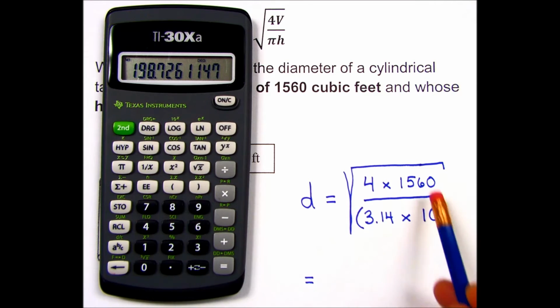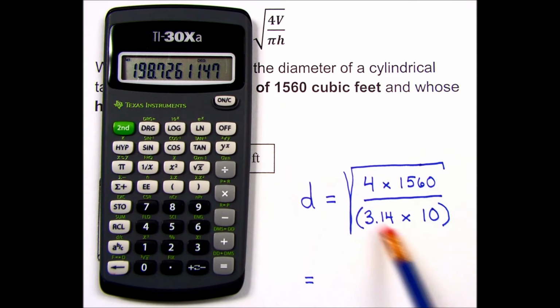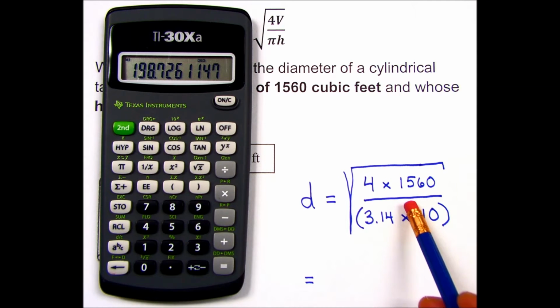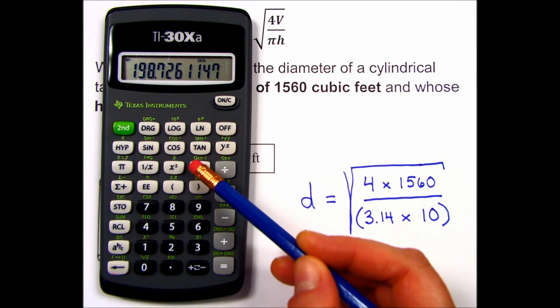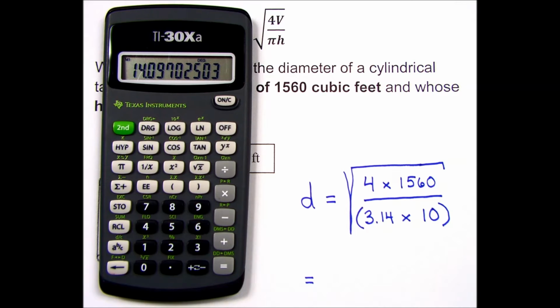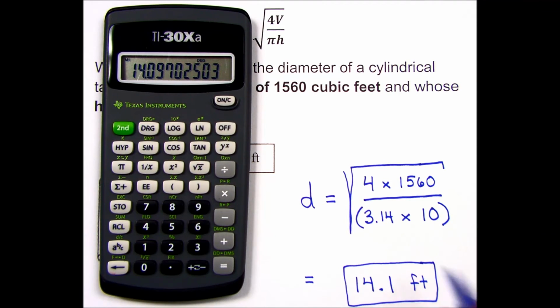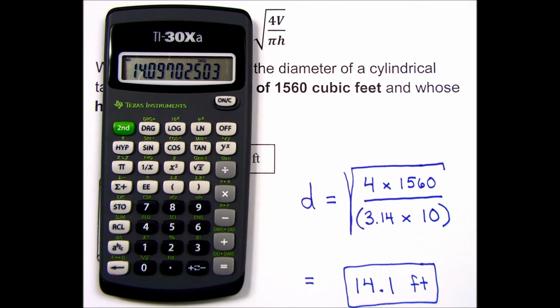Okay, this number is the value of the inside of my square root symbol. I have one more step. I need to press the square root key, and I get my final answer. Rounded to the nearest tenth would be 14.1 feet for the diameter of a cylindrical tank.